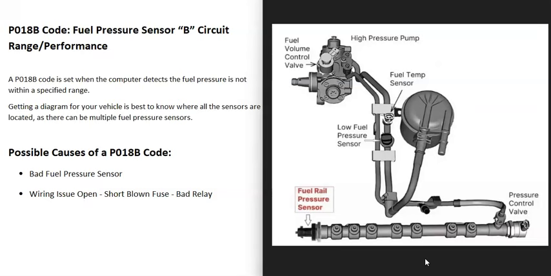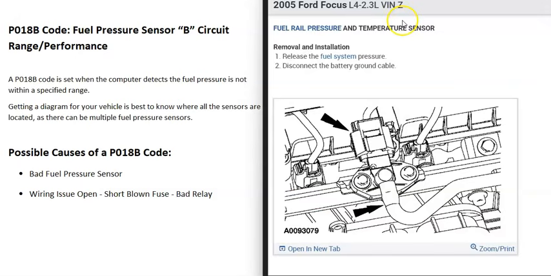And if you do go to work on your vehicle, be sure to get a diagram where all these sensors are located, how many there are, and different things like this. Because depending on the vehicle, there can be different things going on. Sometimes these sensors are even combined with other sensors. For example, right here, this 2005 Ford Focus, the fuel rail pressure sensor and the temperature sensor are combined into one sensor. So it's always a good idea to get a diagram for your specific vehicle. That way you know for sure what's going on.